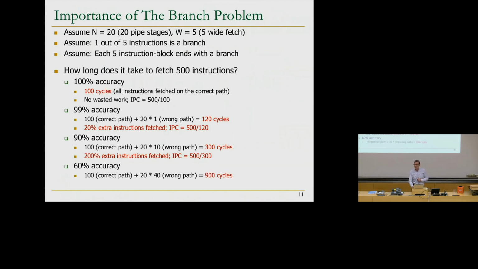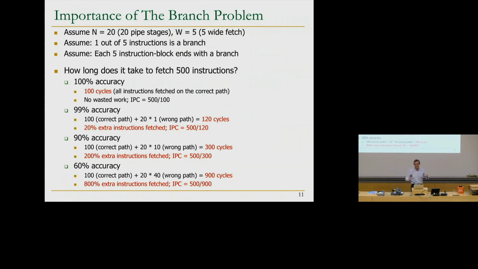So that's 900 cycles, which means that your IPC is now below 1, 5 divided by 9, but your machine is capable of finishing 5 instructions per cycle. Clearly, you're not finishing 5 instructions per cycle. You're not even finishing 1 instruction per cycle. And your extra instructions is 800%. So that's the importance of the branch problem.